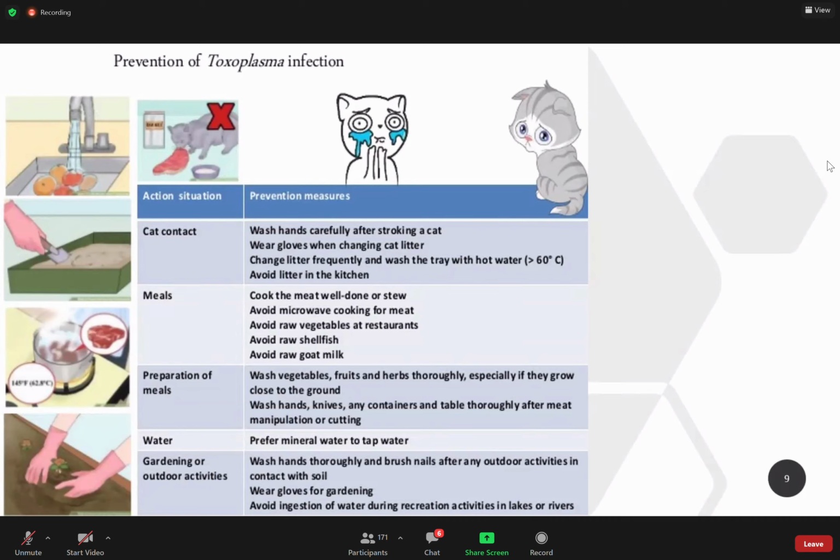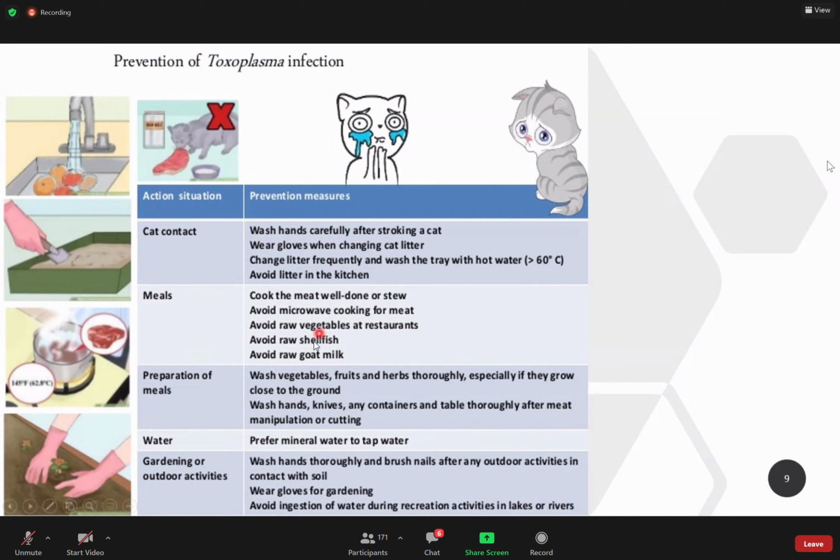How can you prevent infection? We know the various routes of acquisition, okay? So you can avoid contact with the cat litter if you're pregnant. If you have to handle the cat litter, you have to wear gloves and wash your hands immediately. Of course, don't put the cat litter in the kitchen. Don't allow your cat to roam around and feed on wild rodents in the environment. And when you eat, make sure that you cook your food adequately.